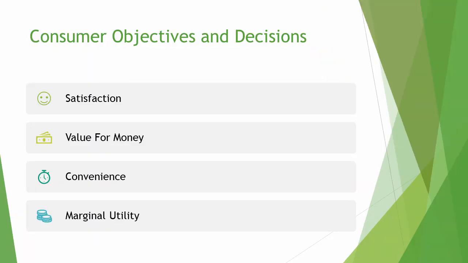Consumers have many objectives and make many decisions when purchasing a product or service. The objectives consumers will have include being satisfied with the product, getting the best value for money, and the convenience of purchasing and using the product. When deciding what product they want, consumers must make choices based on their preferences, needs, and budget constraints.